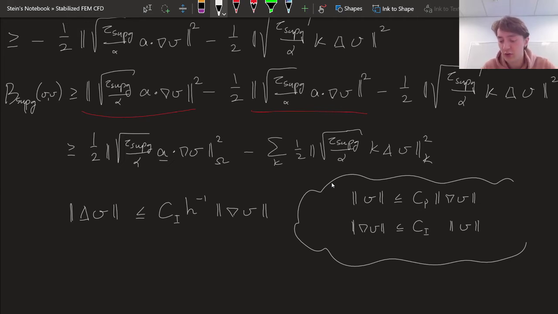This is certainly not true for all functions v in H1. But we're not dealing with all functions in H1. We're dealing with a very small subset of functions in H1, and for those functions you can actually prove that this is true. But this estimate will get worse and worse as you mesh refine, because as you mesh refine you go closer and closer to the true function space H1. So we have this H1 in here as well.